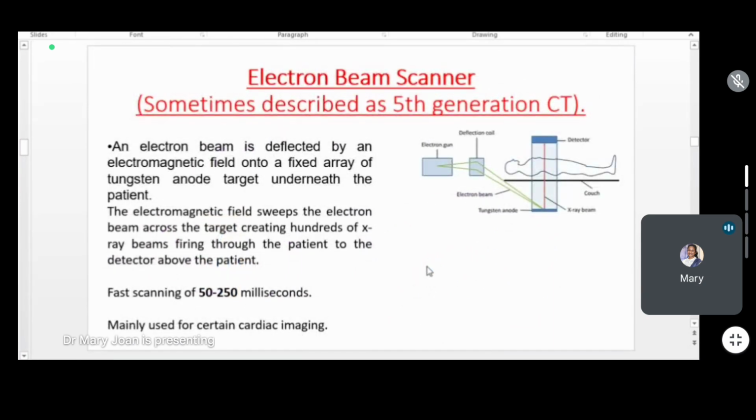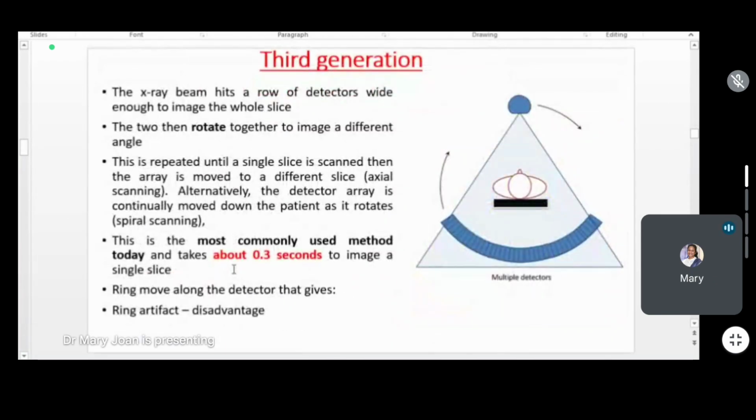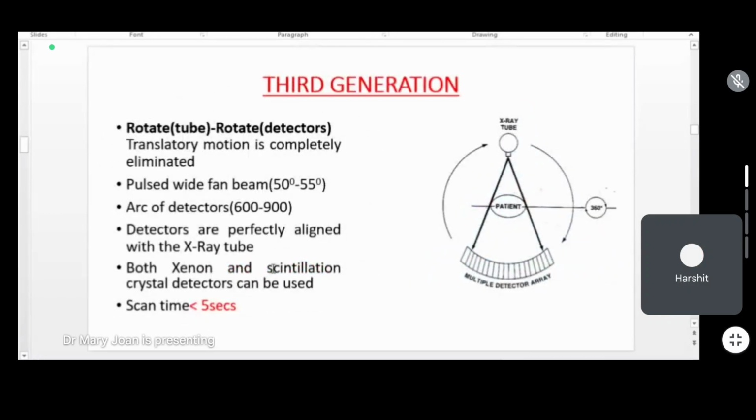And electron beam scanner. Ma'am, in the third generation, what you said, there is something like pulsed beam. In the previous slide. Which one? This one. Ma'am, what is pulsed?